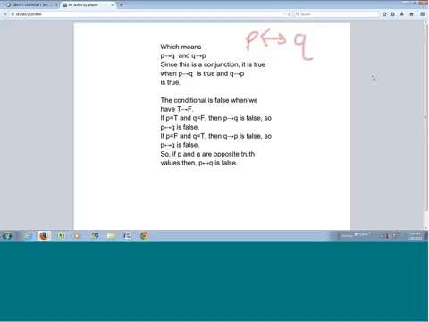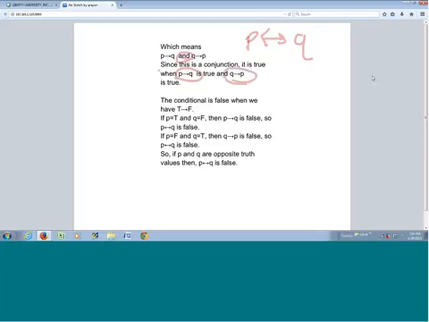And this is a conjunction, see the word and right here. So it's only true when both conditionals are true. If P arrow Q is true and Q arrow P is true, then we can say the biconditional is true. So now we're dealing with the conditional here, P arrow Q, Q arrow P.